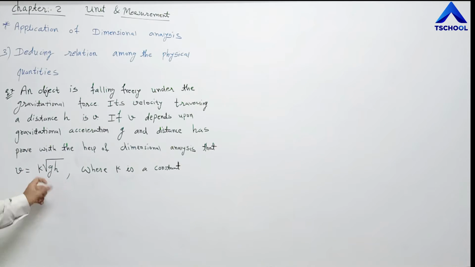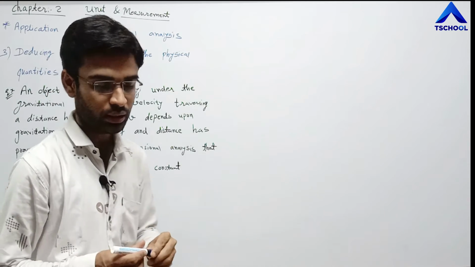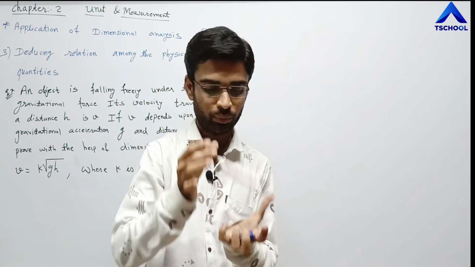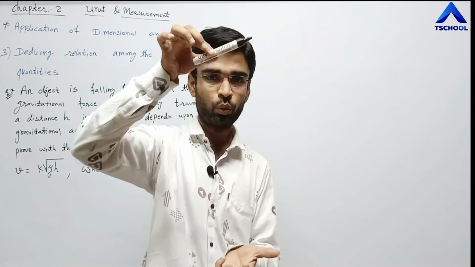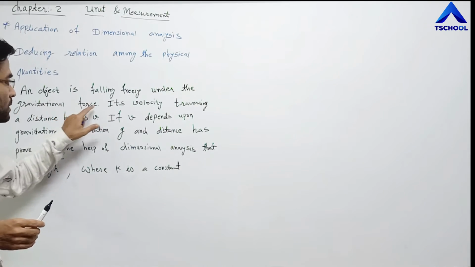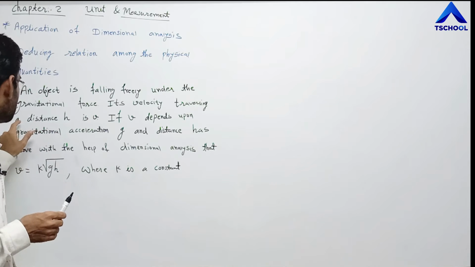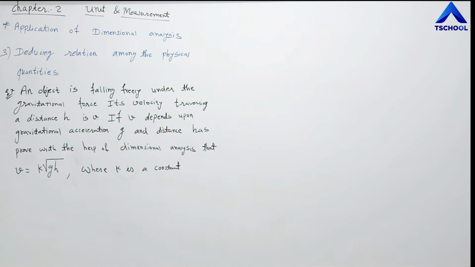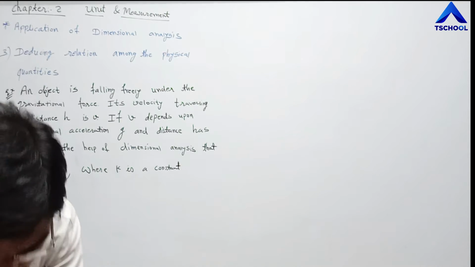Velocity v depends on acceleration due to gravity g and distance h. Here an object is falling freely. If we consider a marker pen as the object, falling freely in this way under the gravitational force, its velocity traversing a distance h is v. If v depends upon gravitational acceleration g and distance h.